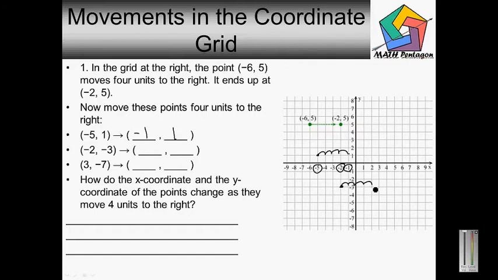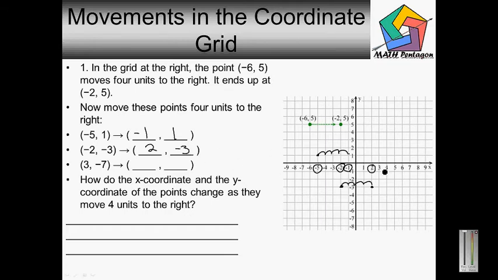And we end up at the x-coordinate of 2. And we still have the same y-coordinate of -3. So our new x-coordinate would be 2, and our y-coordinate is still the same, -3. Right here, as you can see. Okay, let's go to our next set of points.